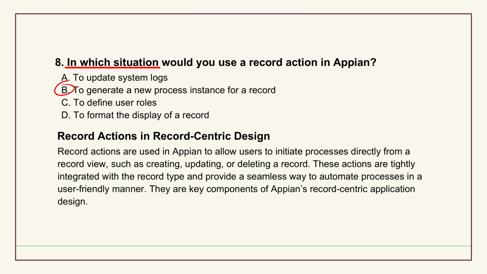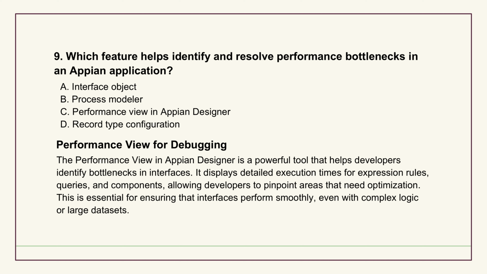Spot on. Almost there. Question 9, performance bottleneck identification. Finding the slow spots. Which feature helps identify and resolve performance bottlenecks? Answer: C, performance view in Appian Designer. This is your best friend when things feel slow. So what does it actually show you? How does it help pinpoint problems?